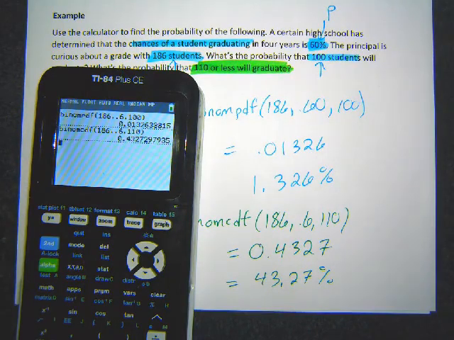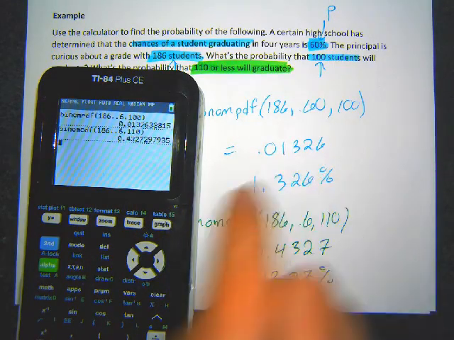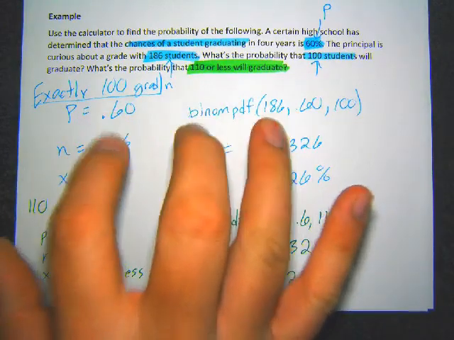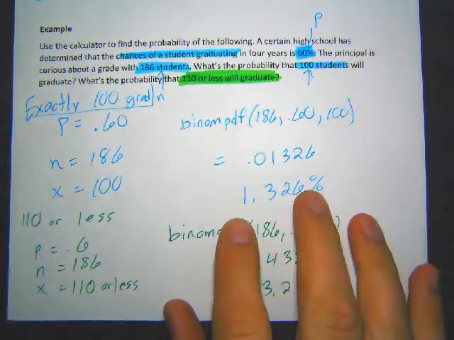43% is way higher than 1%. Because again, this is not just exactly 100 people graduating. This is 1 person, 2 people, 3 people, 4 people, 5 people, all the way up to 110. This is all those options. So if you did the same thing with 100 instead of 110, it's still going to be way bigger than the first one, because the first one is just the case where exactly 100 people graduate.